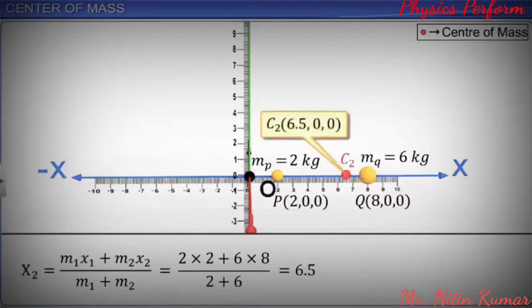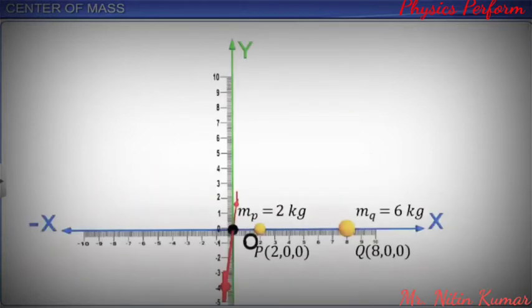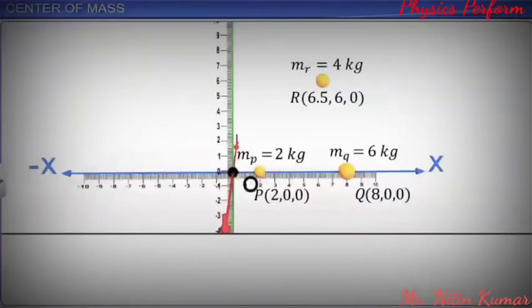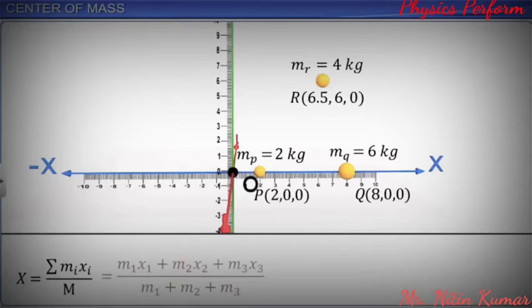If we place one more particle of mass 4 kg at point R(6.5, 6, 0), where will the center of mass of the three-particle system be positioned? The given set of particles are on the xy plane, and hence the center of mass also lies on the xy plane. On simplification as shown, we get x is equal to 6.5 and y is equal to 2.